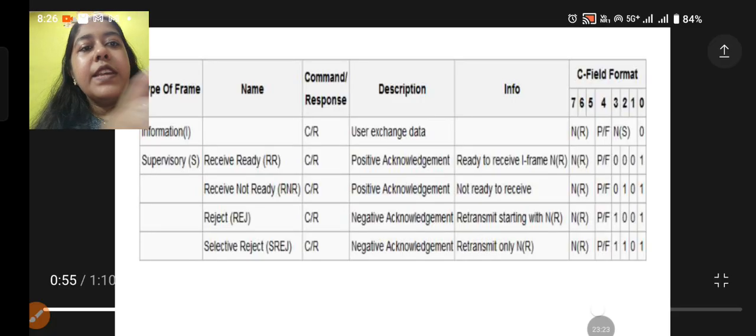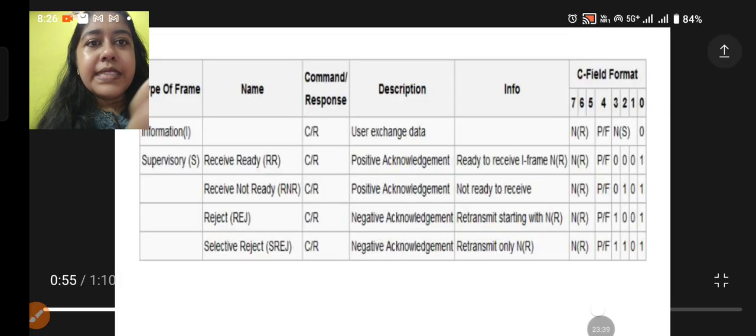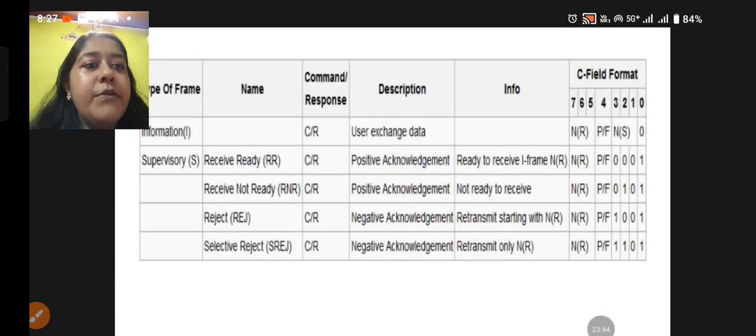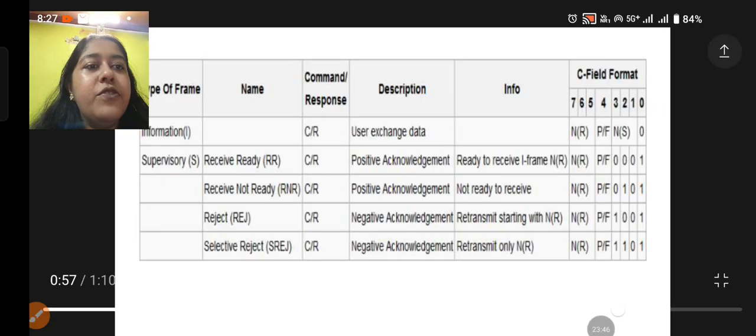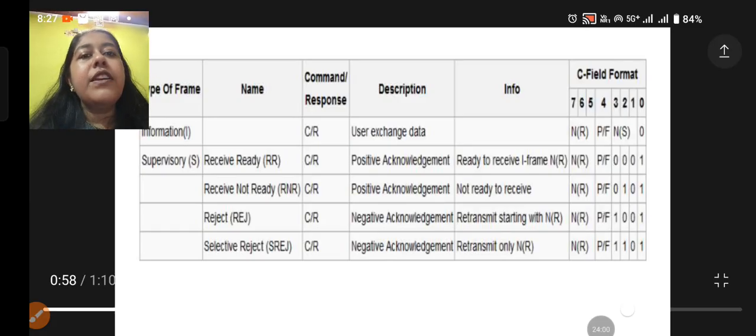Okay, description: user exchange data. Now positive acknowledgement, negative acknowledgement. So you can see your data there, where these particular things whatever we have studied till now have been used here. In this concept I have given this, so you can see how they are used. Now the name, again the description: the information is there, that is your information frame. Not ready to receive, you can see here RNR. Here it is receive ready, that is RR, ready to receive I frame. So here we are ready to receive, the information is also given.